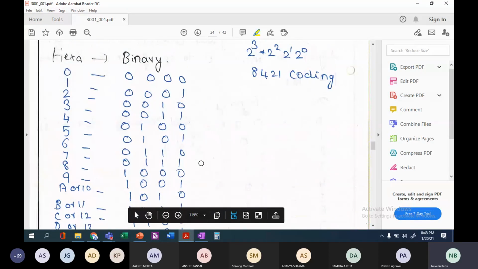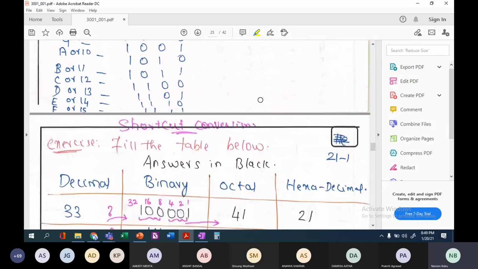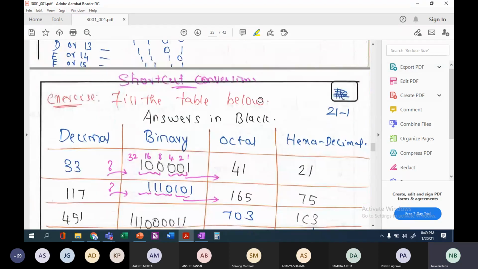Okay, right. And this kind of coding is called as 8421 coding. Why 8421 coding? Because we are using the positional weights as 8, 4, 2 and 1. Likewise, there are many different kinds of positional weights. Now, let's do a very simple exercise.